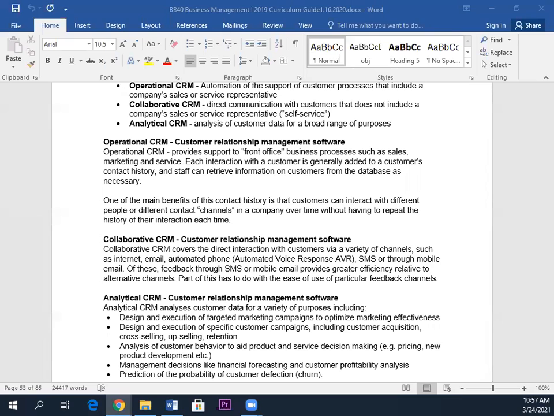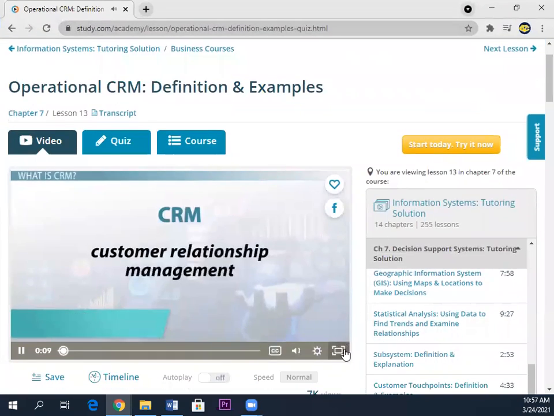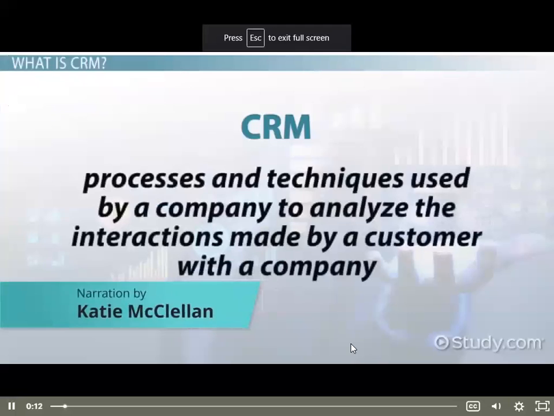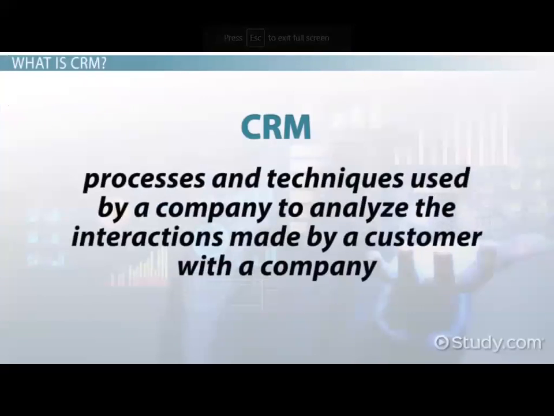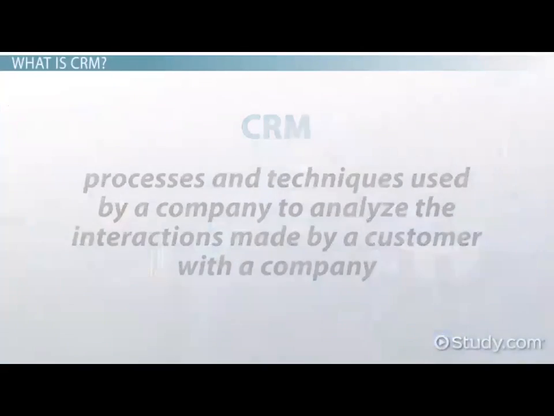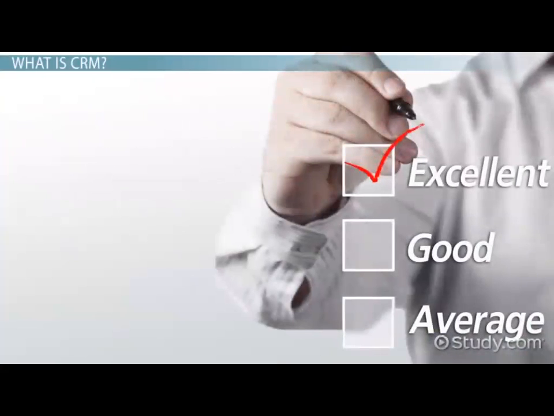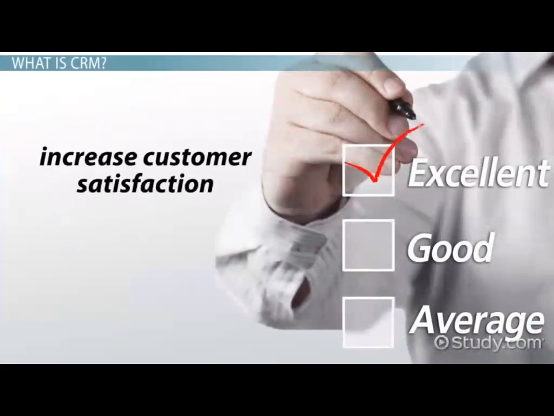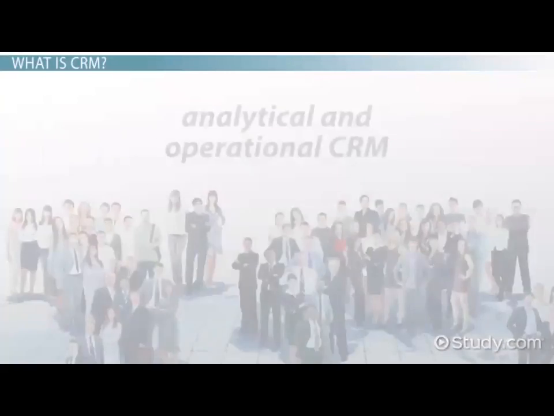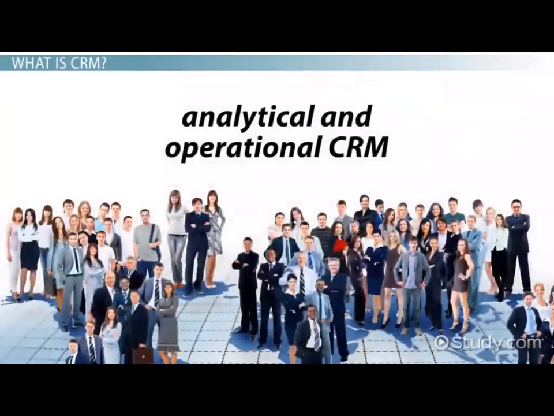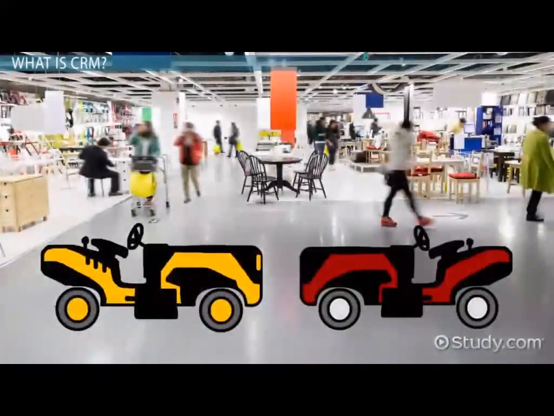In general, CRM, or Customer Relationship Management, refers to the processes and techniques used by a company to analyze the interactions made by a customer with a company. The goal is to help with improving the services provided by the company to the customer and to increase customer satisfaction. Analytical and operational CRM are the two main components of CRM. In this lesson, we will learn about operational CRM. Let's begin with a story to illustrate.